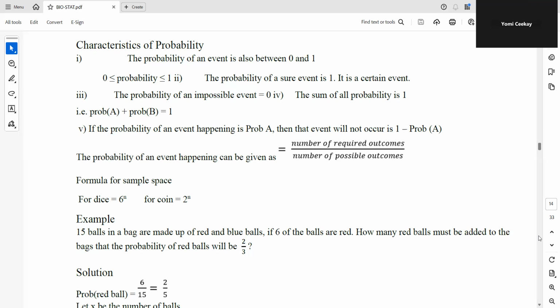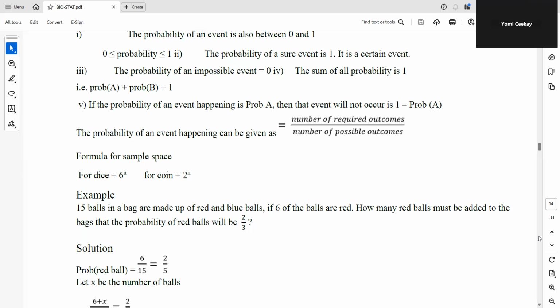Then for a dice, how many faces does a dice have? 6. So the sample space for a dice is 6 raised to power what? N. Okay.